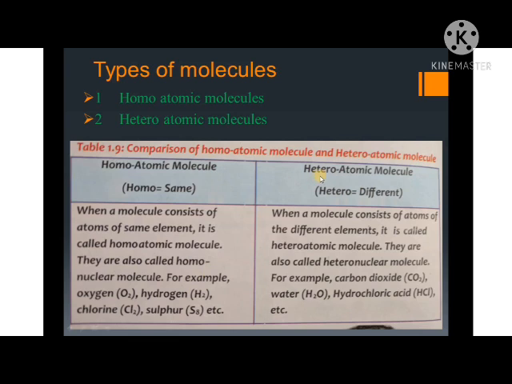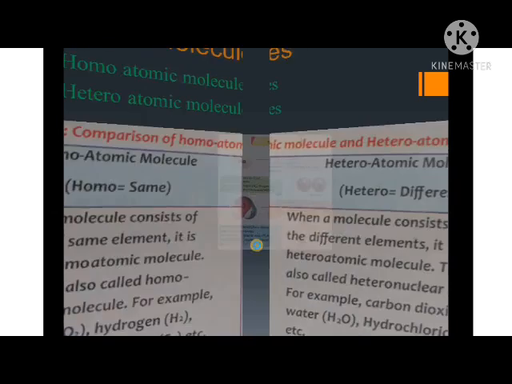In the case of heteroatomic molecules, two or more different types of atoms combine with each other and make a heteroatomic molecule. For example, carbon combined with oxygen makes carbon dioxide, H2O, hydrogen with oxygen, HCl, hydrogen with chlorine. These are heteroatomic molecules.